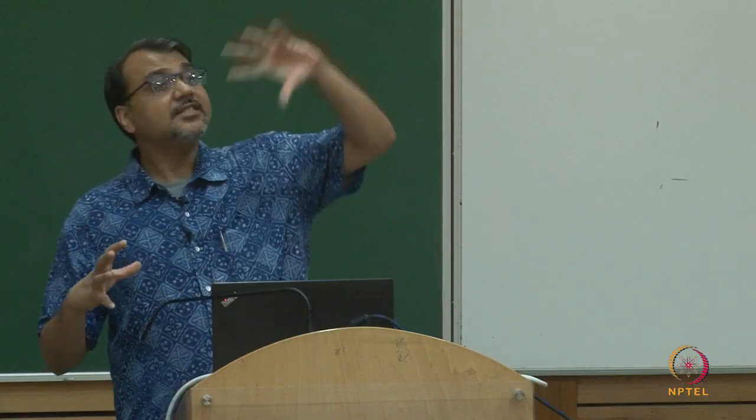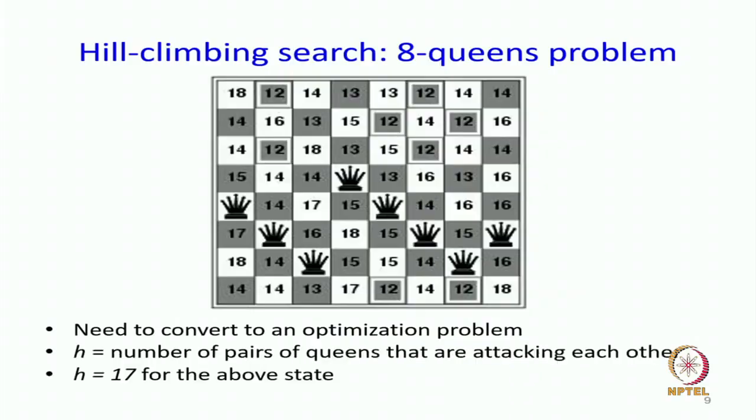We have converted our satisfaction problem into an optimization problem, not unlike minimizing the number of constraints dissatisfied. So, basically we defined a new function. Some people call it a heuristic function, though this is not the heuristic function as we had been studying earlier, so I prefer to use the word objective function. The objective function is the number of pairs of queens that are attacking each other, and for this state if you do all the counting you will come to 17.